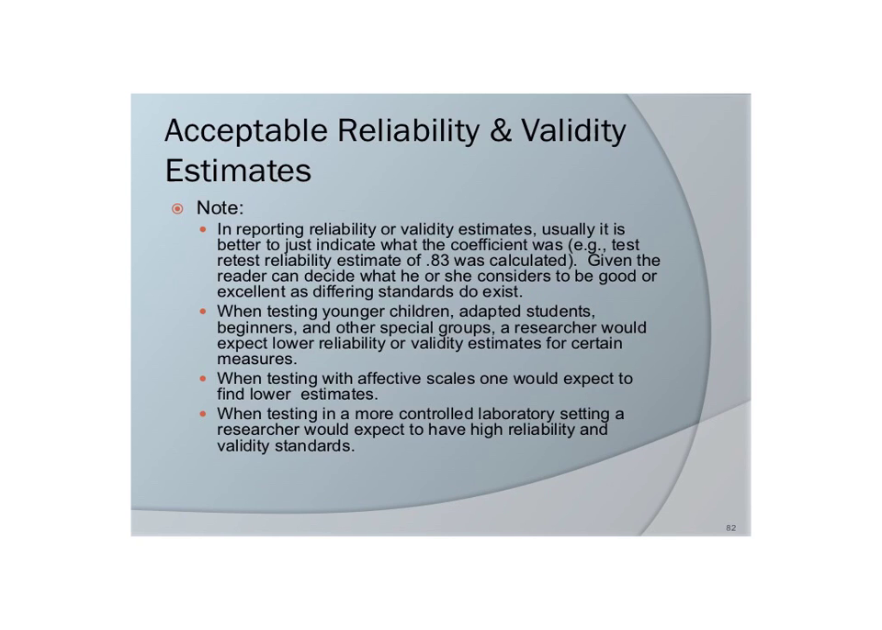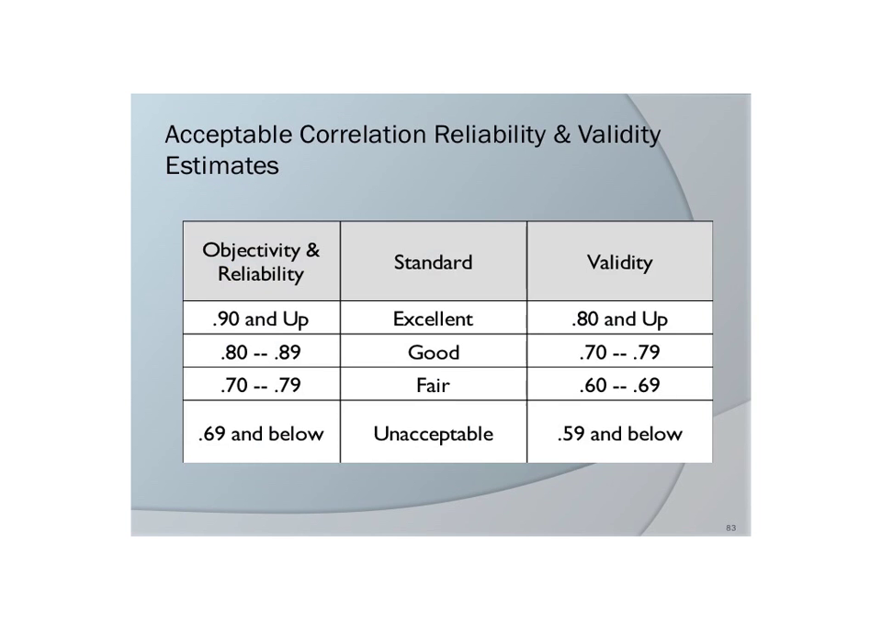When testing younger children, adapted students, beginners, and other special groups or populations, a researcher would expect lower reliability and validity, and that would be accepted. When testing affective measures, emotions, we'd also expect less consistency, therefore less reliability. But if you're in a more controlled setting, we would actually want higher reliability and validity standards because you can control so many mechanisms.